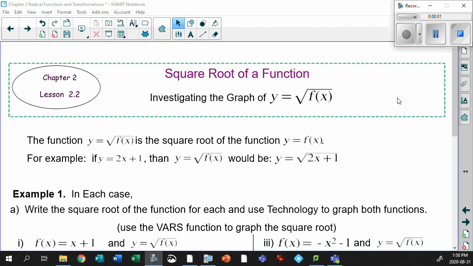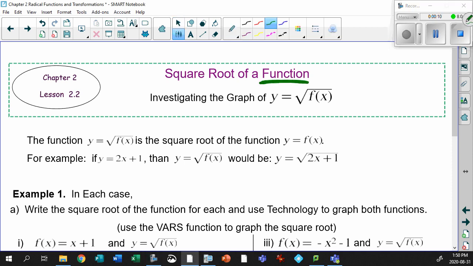Now that we know what a radical looks like, now that we've transformed them all over the place, what about the radical or a square root of any function? I wonder what that looks like. So what I want to do here is take an original function, whether it be something like a squared function like this, and then apply a radical to it.